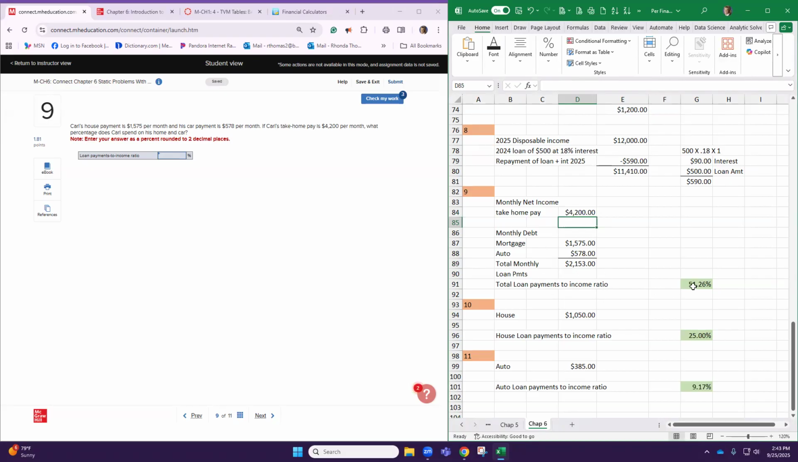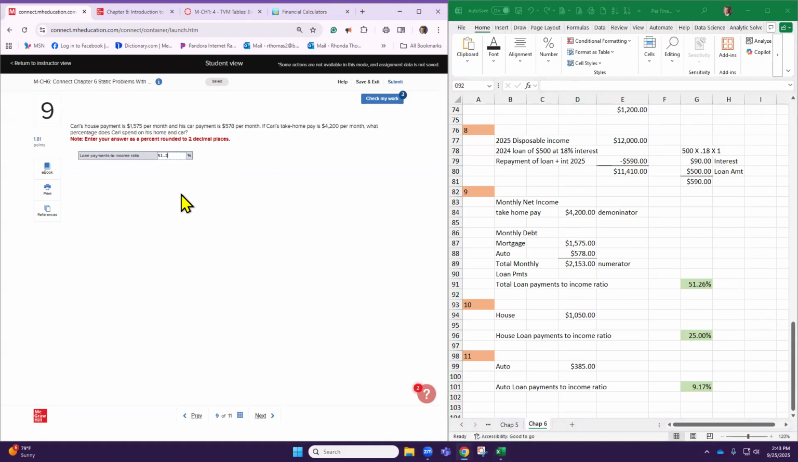So here's what I have. His loan payments to income ratio. We're going to take the total monthly loan payments, which is going to be the numerator, and this is going to be the denominator. Okay, I just want to double check. Yes, this is the numerator, this is the denominator, and we want this to 2 decimal places.